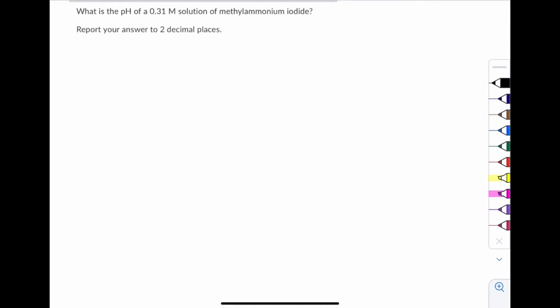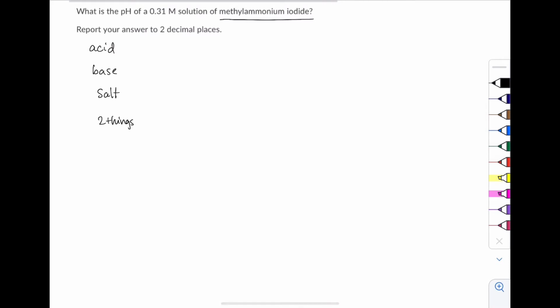All right, we're going to work out a problem from our acid-base module. What is the pH of a 0.31 molarity solution of methyl ammonium iodide? Report your answer to 2 decimal places. This is where we start going down the flow chart, where we ask ourselves, is this an acid? Is this a base? Is this a salt? Is this two things? And that is essentially our complete flow chart.